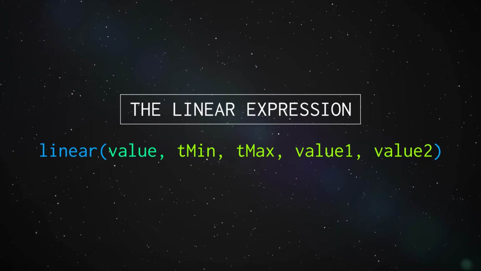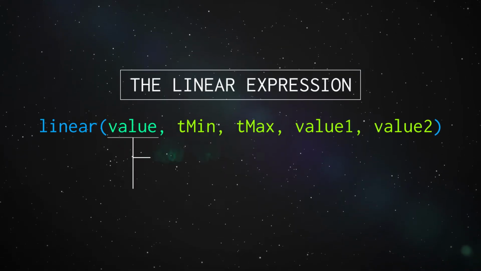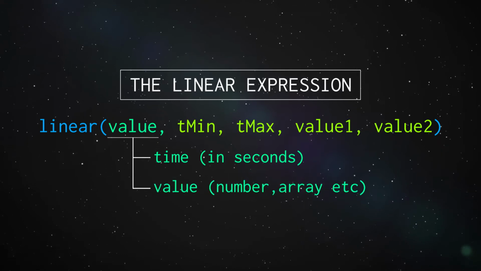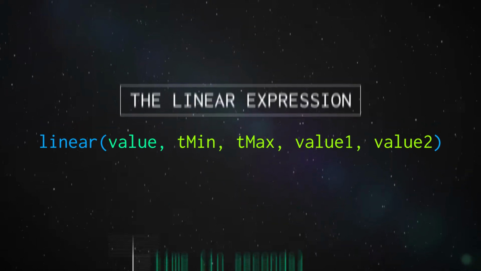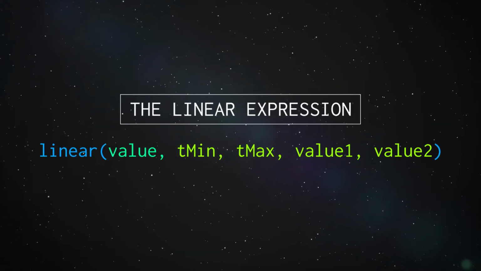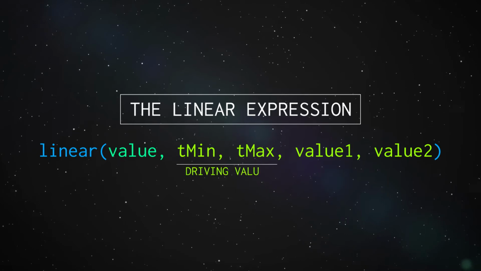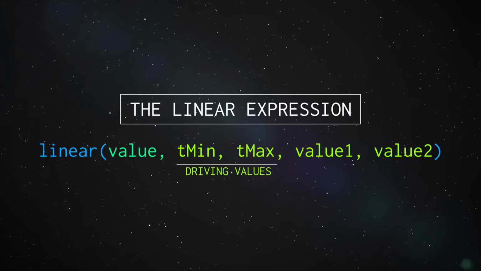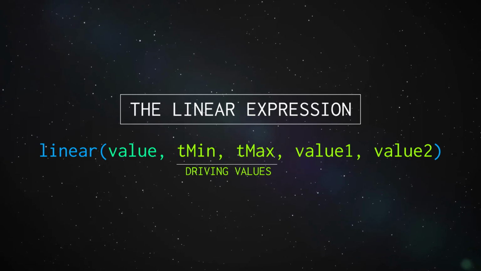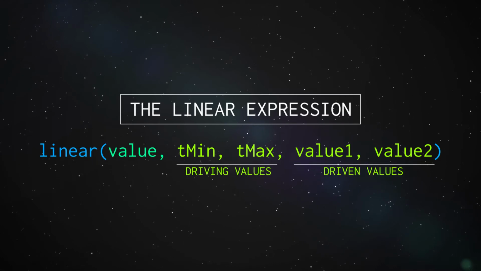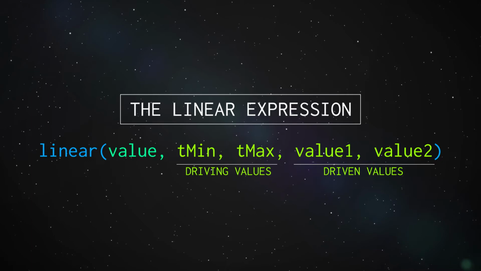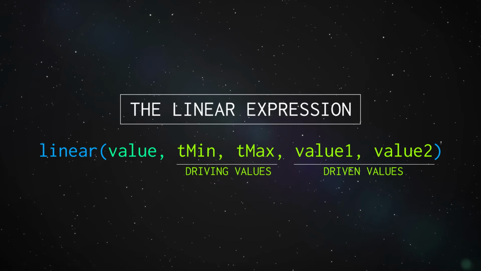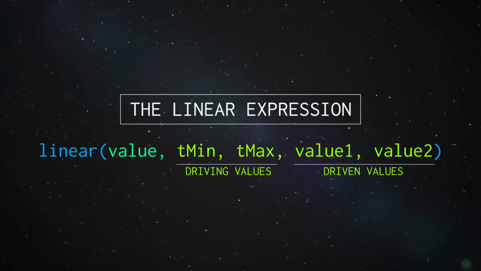The second part is the value part. This can be either time, calculated in seconds, or any value that you input here. The third part is the four values that you input in the expression. T minimum and T maximum are the minimum and maximum driving values. These two values are going to drive value 1 and value 2, which are the driven values. I know this might get a little confusing, so I'm going to explain this expression with three examples. Let's dive into After Effects.